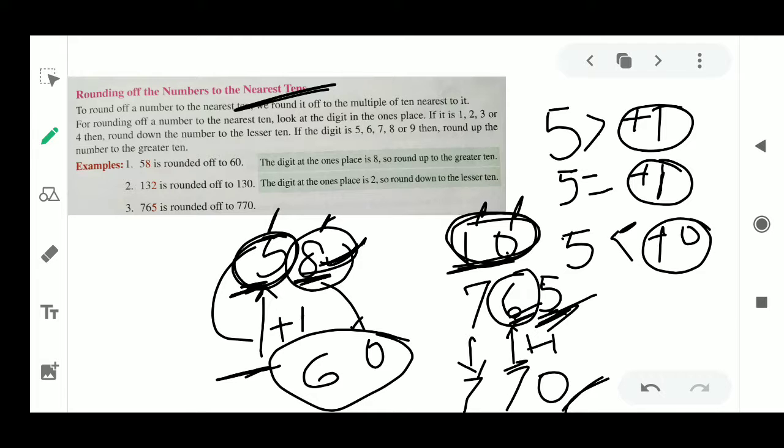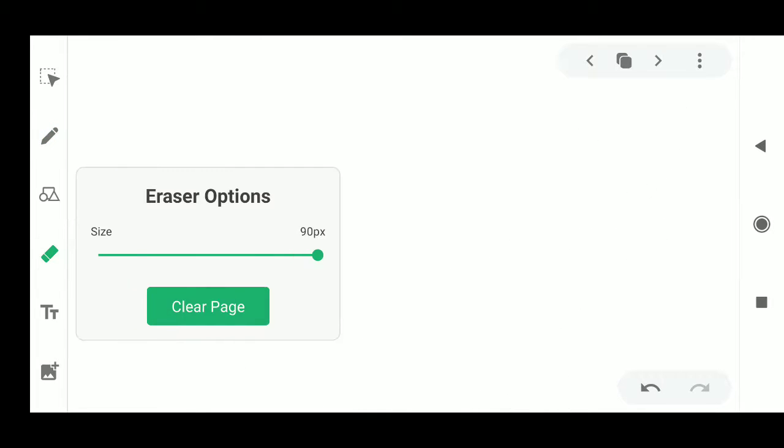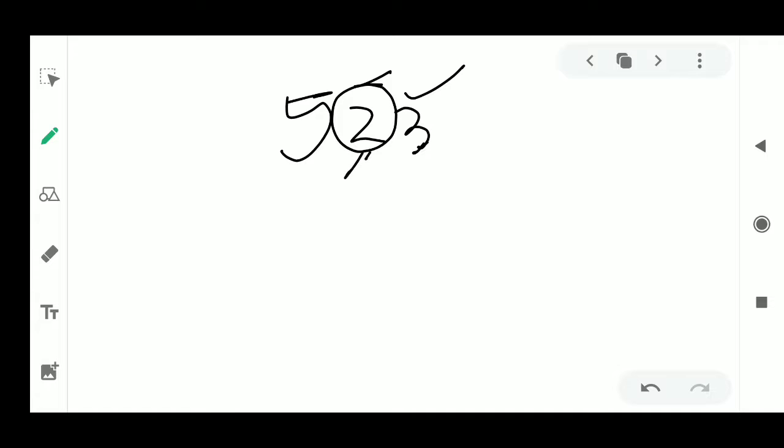Got it? Another example, let's take 523. Again we have to round up to the nearest 10. Ones, tens: this is tens, put the arrow. Now check this 3 according to the table I just told you about: less than 5, equal to 5, or greater. Here this 3 is less than 5, so we will do plus 0, and the rest we will write down the same.